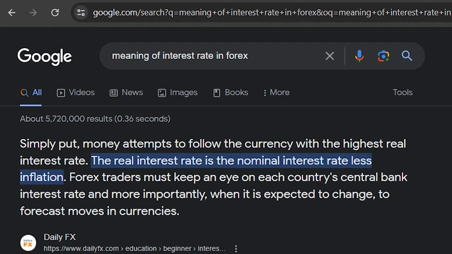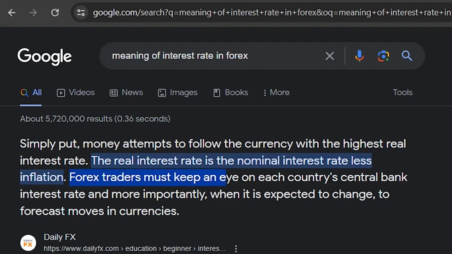It simply puts as money attempts to follow the currency with the highest real interest rate. That is it. Money attempts to follow the currency with the highest real interest rate. Now, the real interest rate is the nominal interest rate less inflation. And this is the most important part.